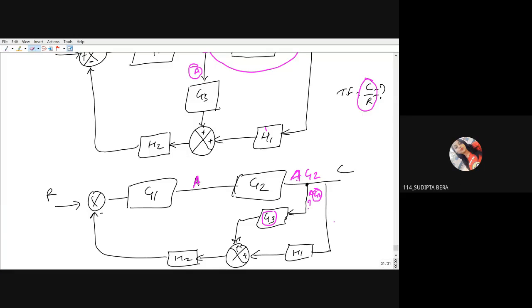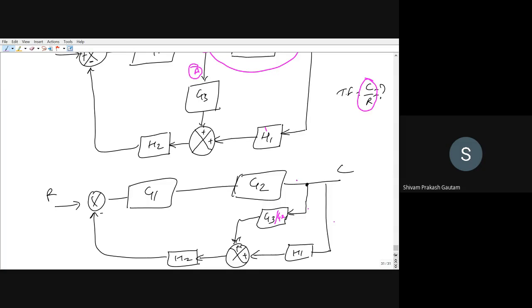1 by G2. So we need to divide it by G2. When I shift this branch, I have to add a gain of 1 by G2. So I'm adding a gain of 1 by G2, dividing it here only by G2. Is it okay? Any problem? Yes, sir.